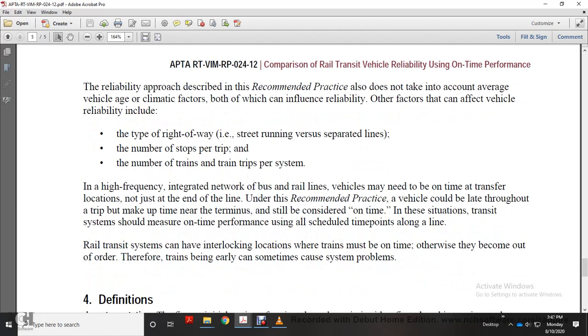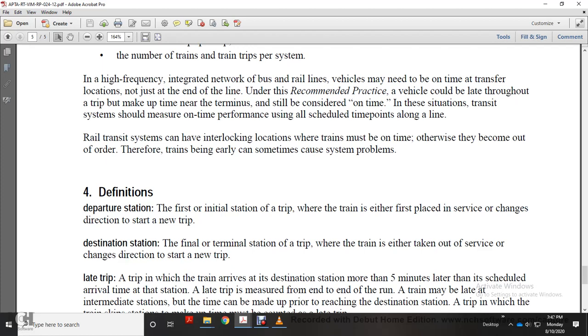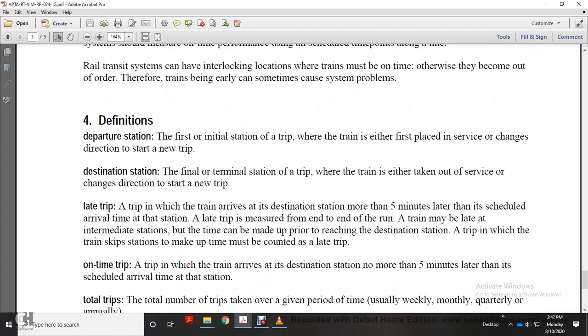Vehicles may be on time at a transfer location just before the end of the line. Under the recommended practice, the vehicle could be late throughout the trip. The makeup near the terminus should be considered on time in this situation. Transit systems measure on-time performance at all scheduled time points along the line. Rail transit systems have interlock locations where trains must be on time, otherwise they become out of order. Therefore, late trains sometimes can cause system problems.